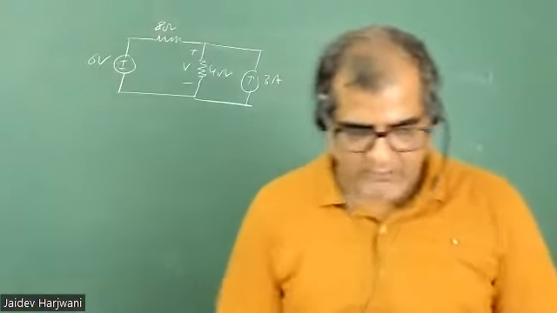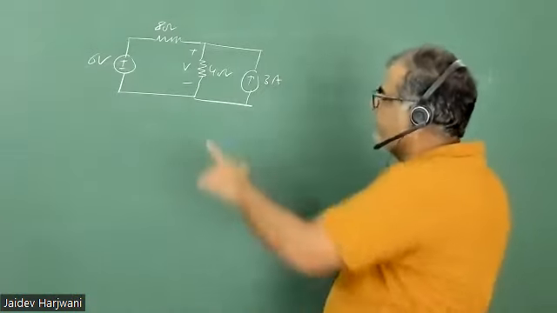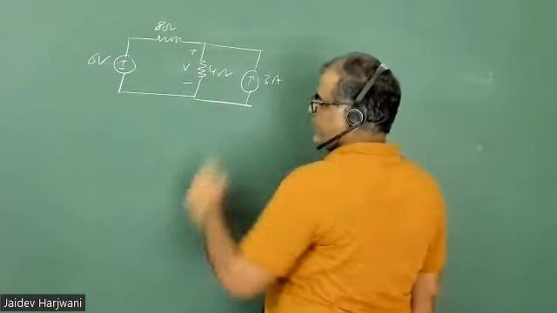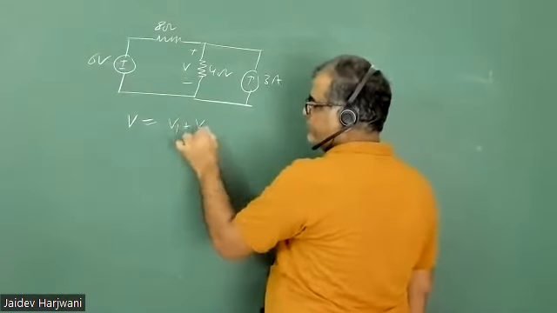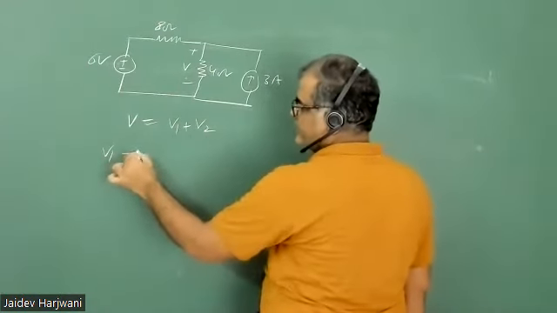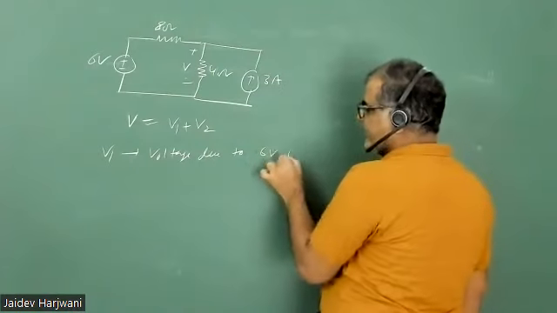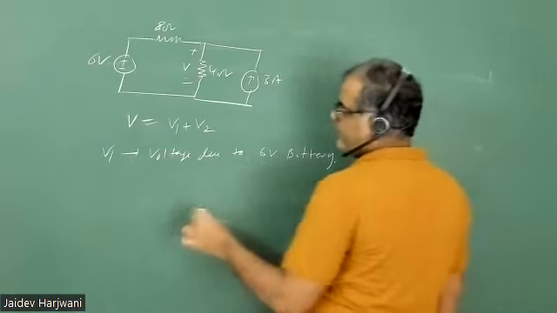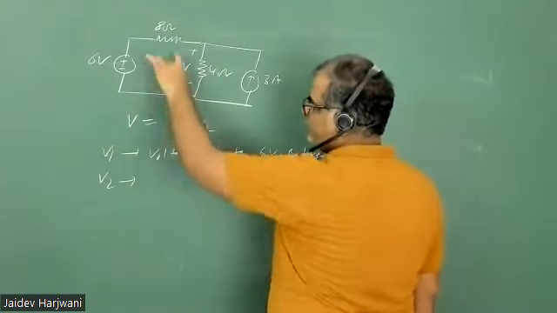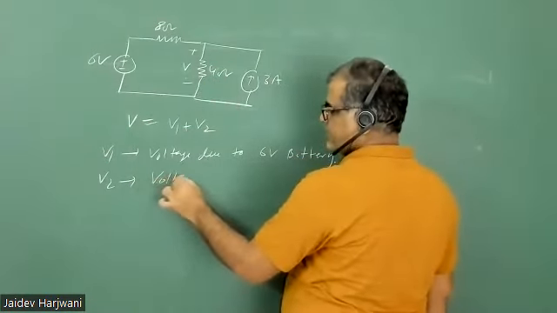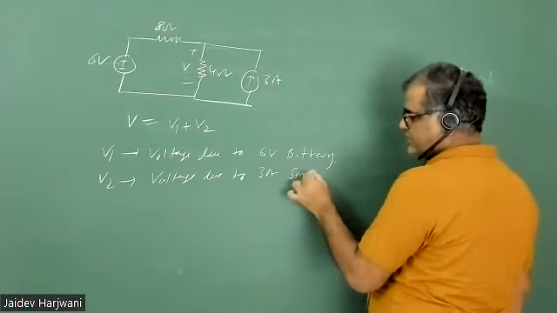Now in this circuit, how many sources do we have? 2 sources, one voltage source and one current source. Very good. Now I want to find the voltage here because of these 2 sources. So this V will be equal to V1 plus V2. V1 I will take due to the 6 volt battery, and V2 is the voltage due to the 3 ampere current source. It will be the algebraic sum: V1 is due to this one and V2 is due to this one, total is voltage V.